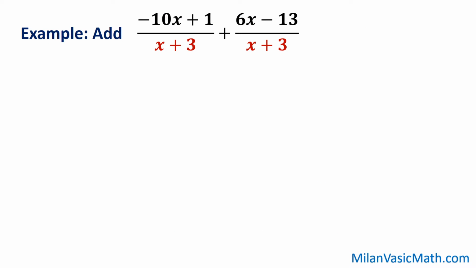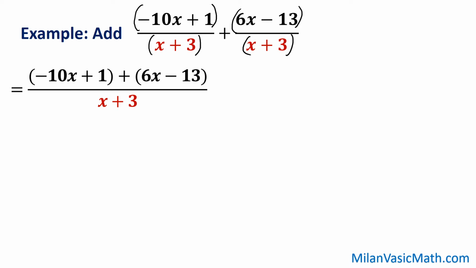Okay, let's try an example. So if you notice here, we have negative 10x plus 1, and you could put that in parentheses because the expression is together and we have to follow order of operations. Okay, all of this, think of it as one term. All right, denominators are the same, so we can go ahead and add the numerators. We get negative 4x minus 12, all divided by x plus 3.